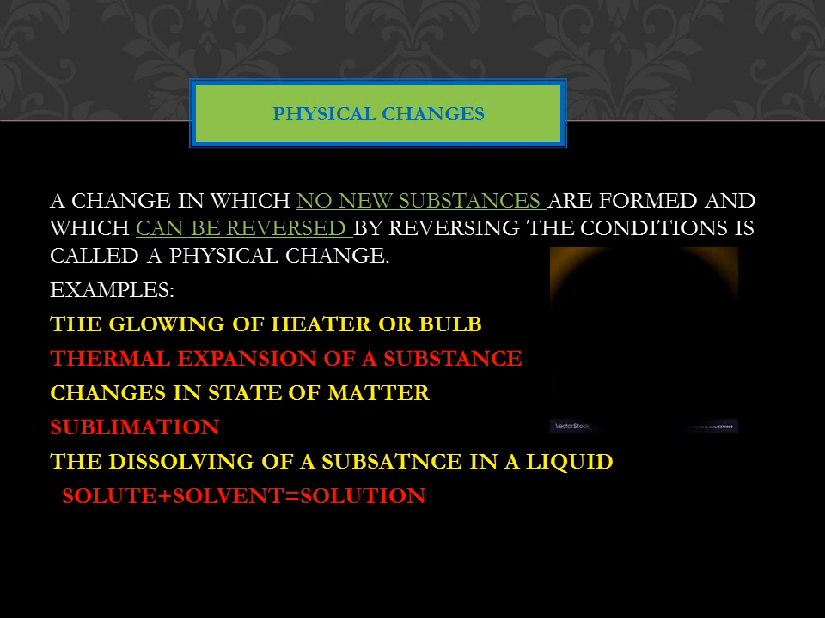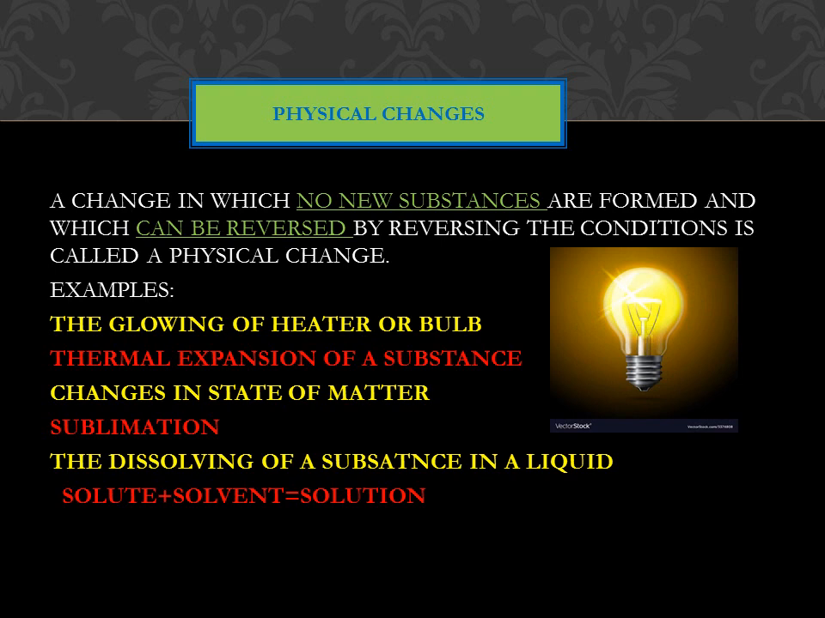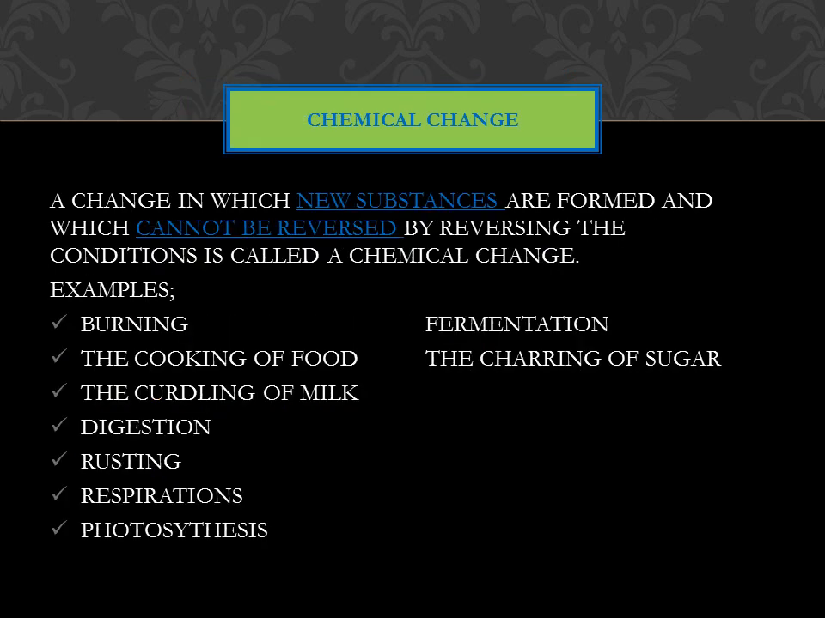Now, moving on to the next slide, that is chemical changes. A change in which new substances are formed and which cannot be reversed by reversing the condition is called a chemical change. So the two main points are: in a chemical change, new substances are formed and it cannot be reversed. A very common example is that of burning.